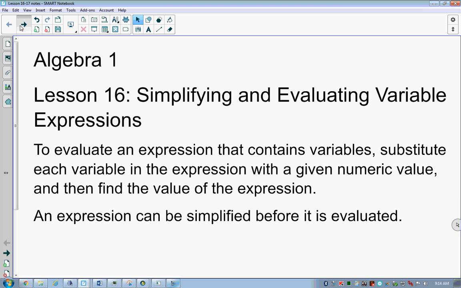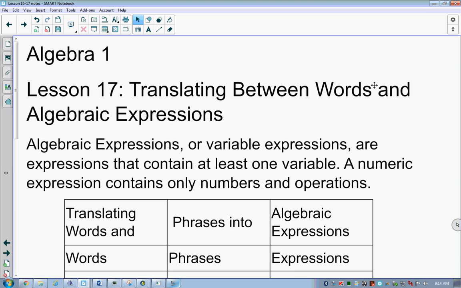And then we get into lesson 17. Okay, translating between words and algebraic expressions. This will give us quite a bit. I'll probably add some things to this that you should already be familiar with when we start looking at word problems. There are words that are going to indicate to me how to write an expression, even though I'm not looking at an actual expression there itself. So algebraic expressions or variable expressions are expressions that contain at least one variable. A numeric expression contains only numbers or operations.